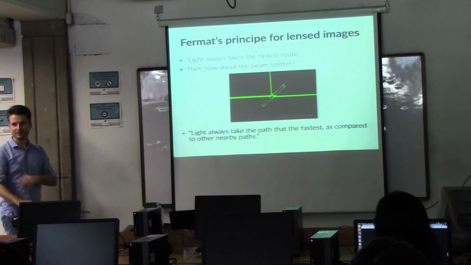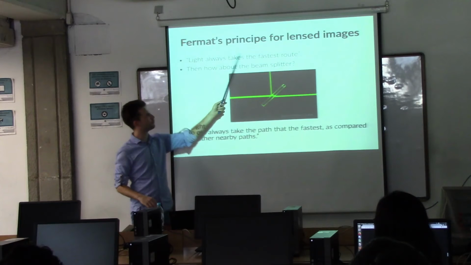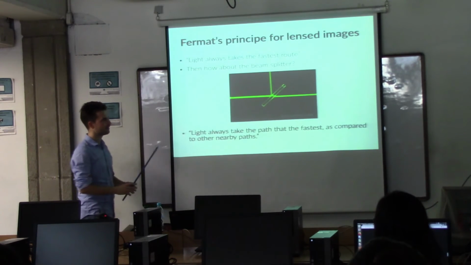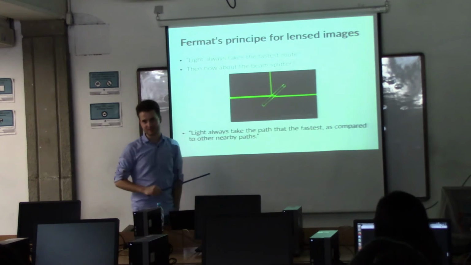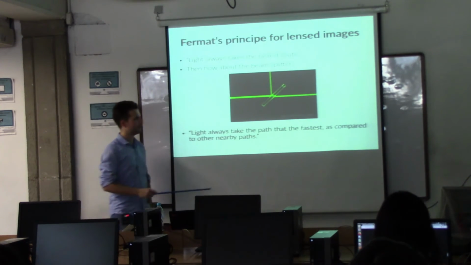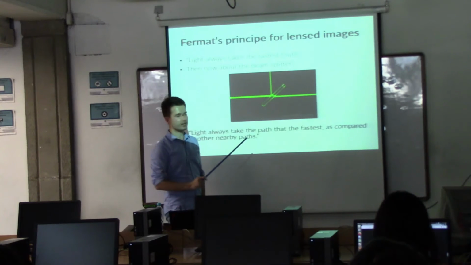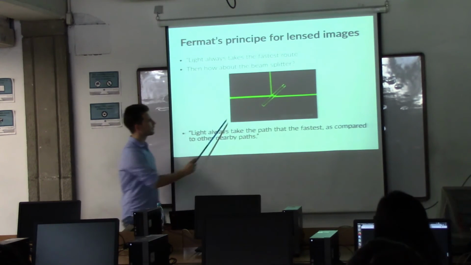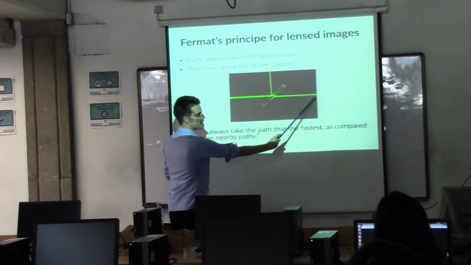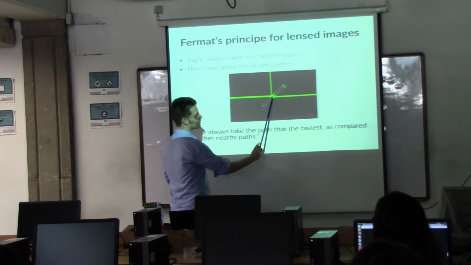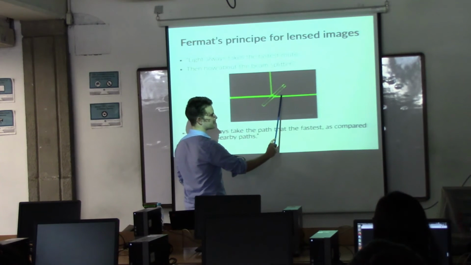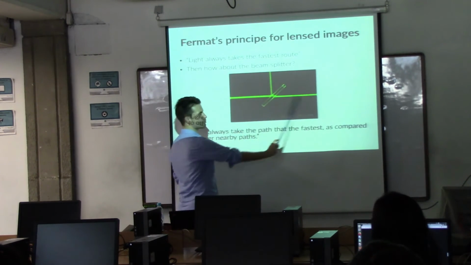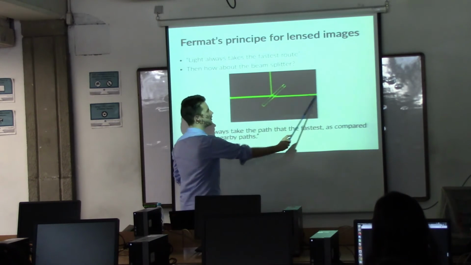And the point is that the proper version of Fermat's principle says the light still takes always the fastest path, but the fastest path not in general, but compared to nearby paths. So for the light going straight, a path that would go slightly differently here or slightly differently here would take definitely longer than this path. So we go through here.